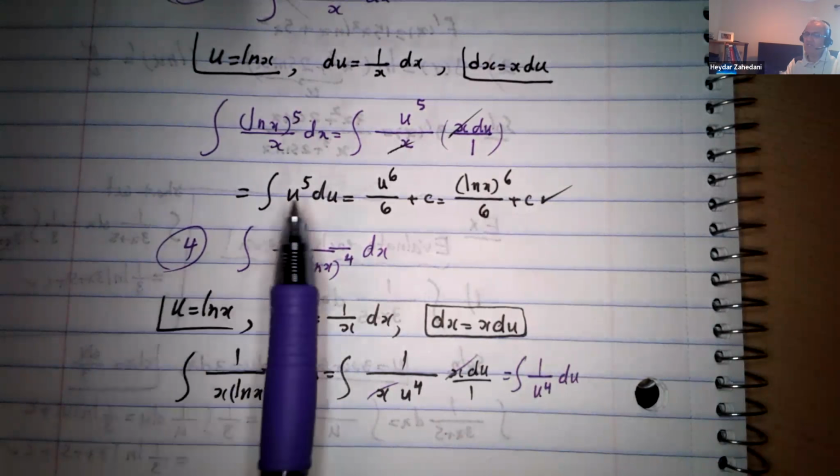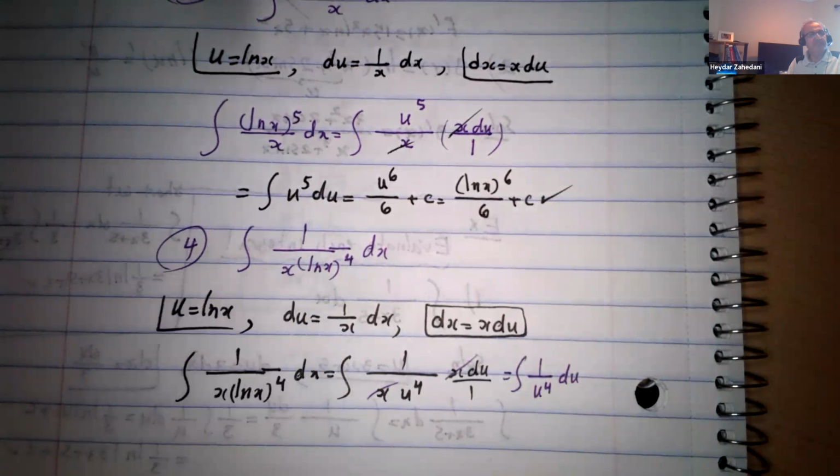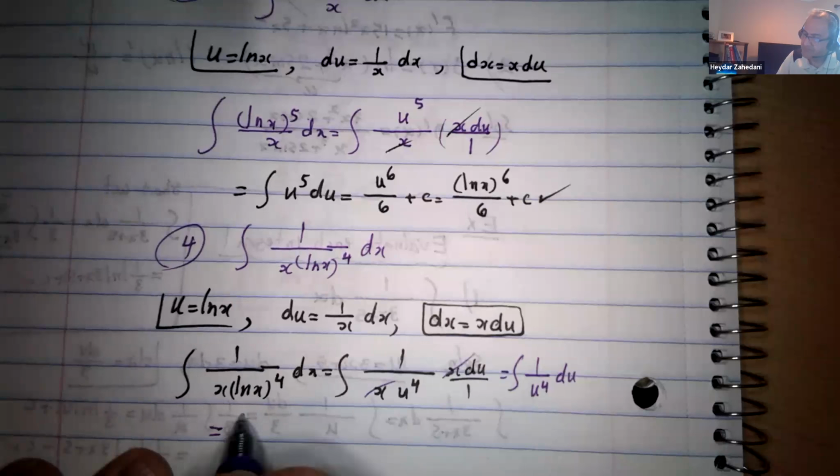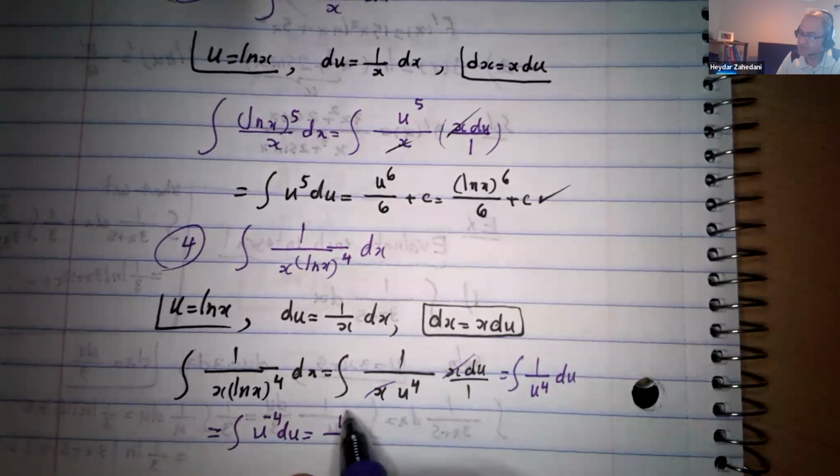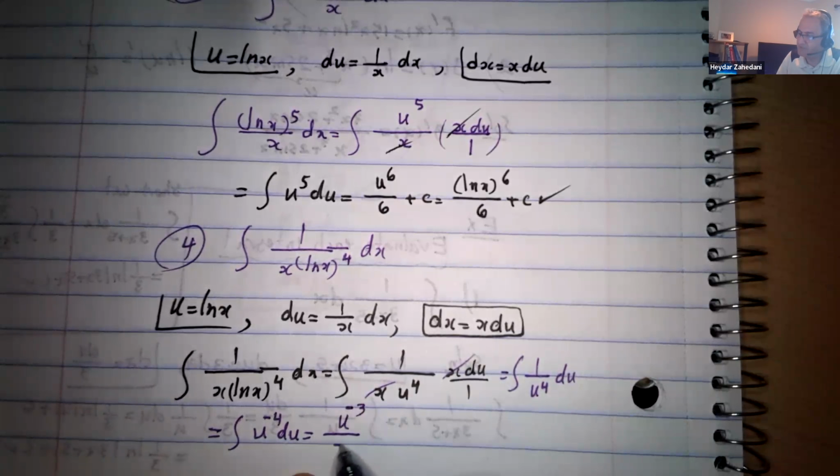In the previous one, you get u to the fifth, the positive power. But for this one, u to the fourth is down in the denominator. Of course, you have to move it up. So when you move it up, it's going to be u to the negative 4 du. When you integrate, it's going to be u to the negative 4 plus 1, which is negative 3, over negative 3, plus the constant c.